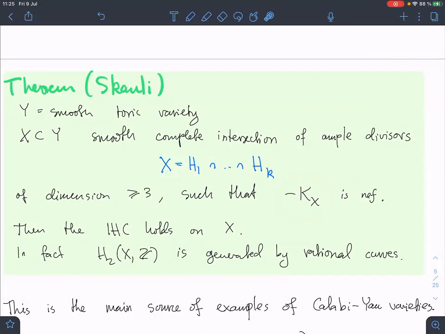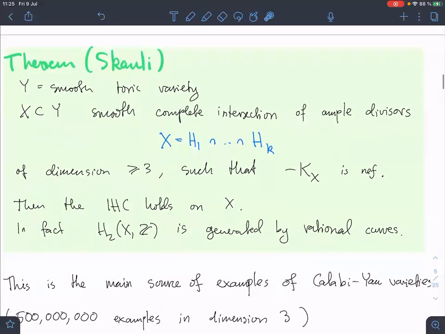Then the statement is that the integral Hodge conjecture holds for that complete intersection. In particular, it holds for all hypersurfaces of Calabi-Yau type in toric fourfolds. And it's even a little bit stronger, because this whole H2 is generated by classes of rational curves.